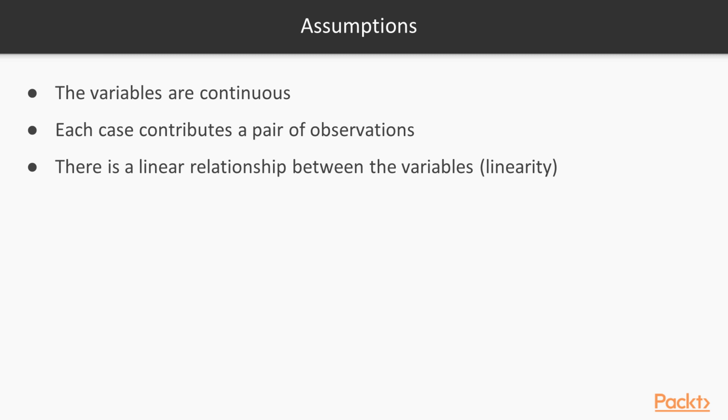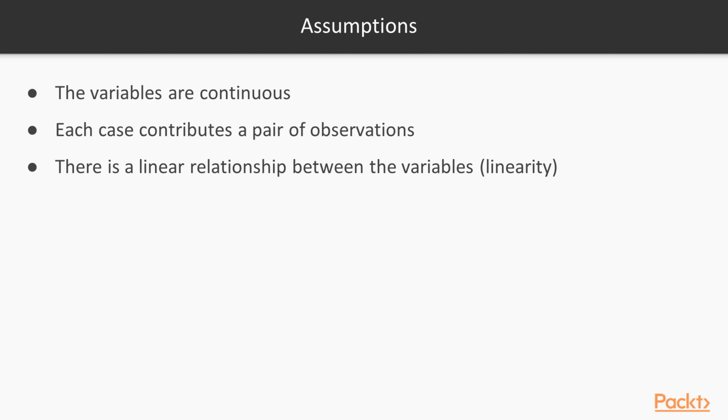The first assumption is that the variables that we're looking at are both continuous variables. The second assumption is that each case contributes a pair of observations. That means that you cannot have missing data on one of the variables for one of the cases because, again, you need to see how the variables actually relate to each other. Therefore, the same individual has to be assessed on both variables that you want to see the correlation for.